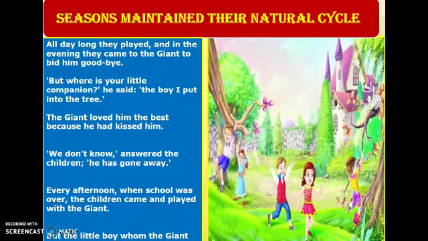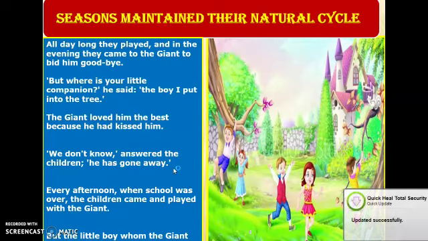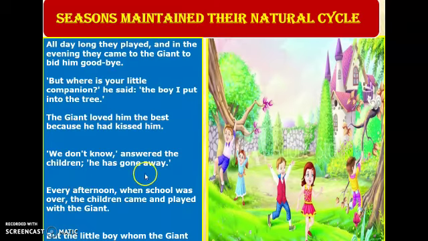But where is your little companion? He said, the boy I put into the tree. He missed that small child who had changed his garden and had kissed him. He wanted to know, where is that little boy? The giant loved him the best because he had kissed him. We don't know, answered the children. He has gone away. The children said they do not know about this child, as he must have gone away.